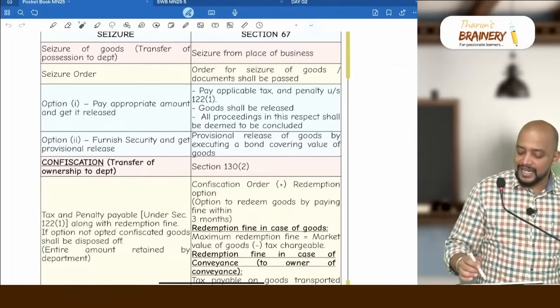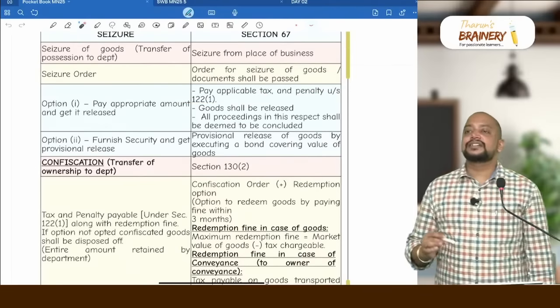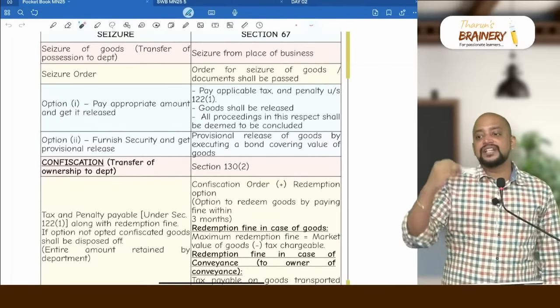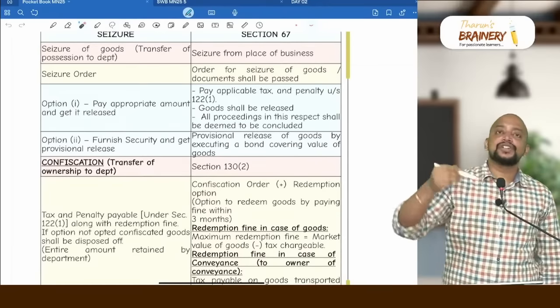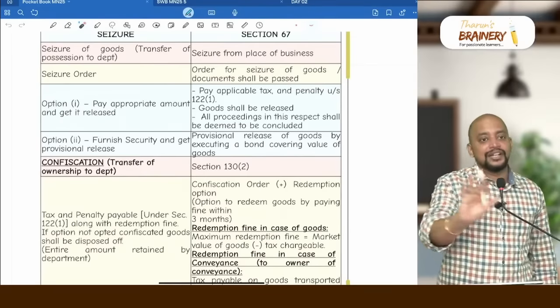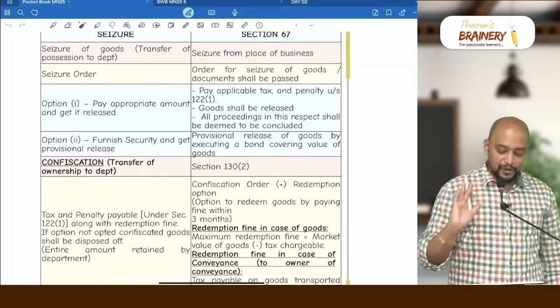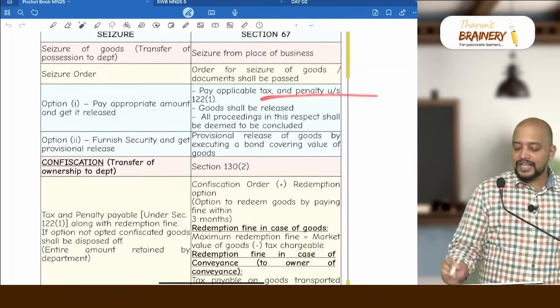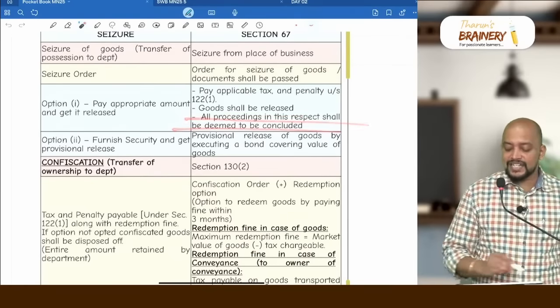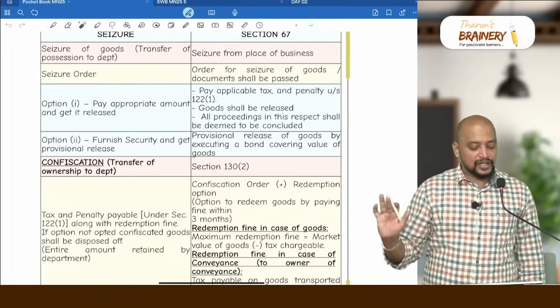So here, penalty under CGST is 100% of CGST or 10,000, whichever is higher. Suppose the question is about IGST, multiply by 2. Suppose the question is not about IGST, you do only that separately, CGST alone. Got it? And what will happen once you pay this penalty? The goods shall be released and all the proceedings in this respect shall be deemed to be concluded.